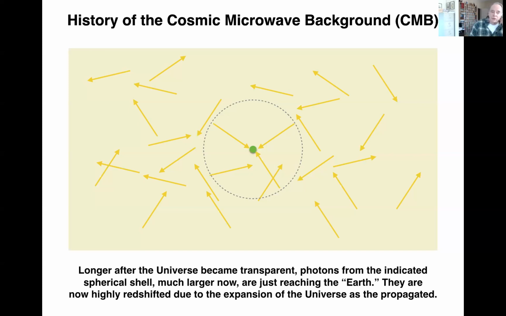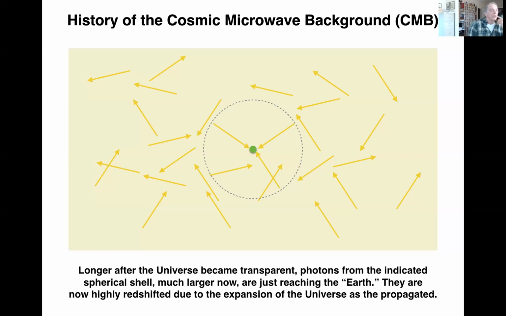At 3,000 degrees, it's very, very bright in the visible. And then these photons, as they propagate thanks to the expansion of the universe, get redshifted more and more. By the time they reach the Earth, they've been redshifted into the microwaves. Well, this was a real transition.